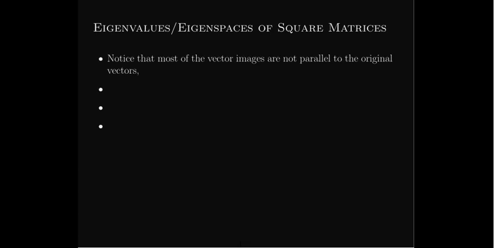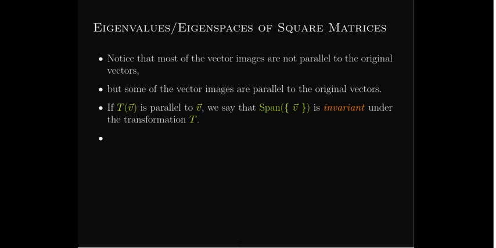So, in general, most of the image vectors are not parallel to the original vectors, but some of them are, and those are actually the ones that we're interested in. We're interested in the vectors whose images are parallel to the original vector. And we'd like to know, how did they change in length if they did? If this is the case where you start with a vector V, you apply T and its image is parallel to the input vector, we'd say that the span of V is invariant.